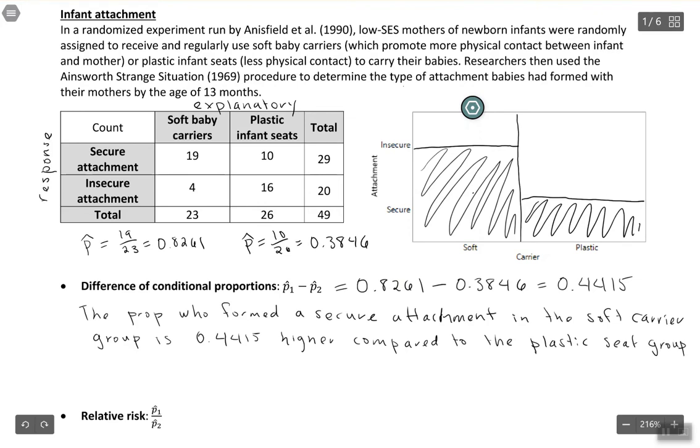Okay, you do have to be a little bit careful when you talk about the difference of proportions, because it would not be appropriate to say 44.15% higher. If you say that, that sounds like you're multiplying them, right? That you're taking the smaller one and multiplying it by 1.44. So we don't want to say that. We want to make sure that it's really explicit as a difference of proportions.